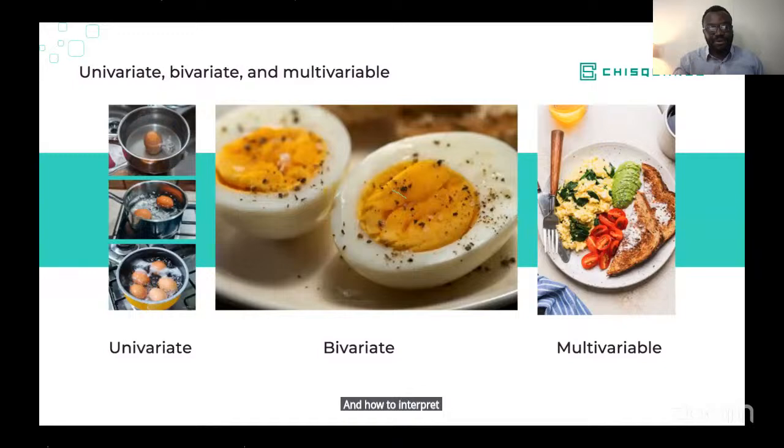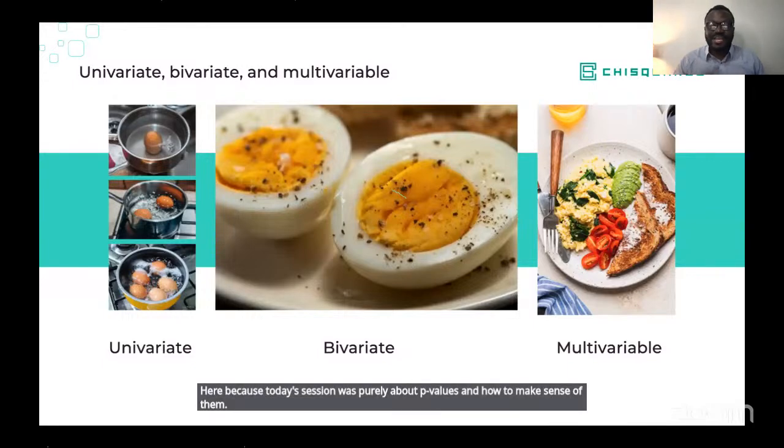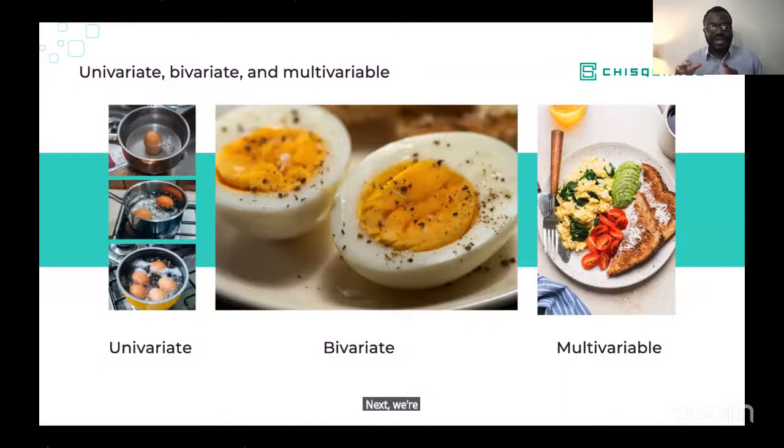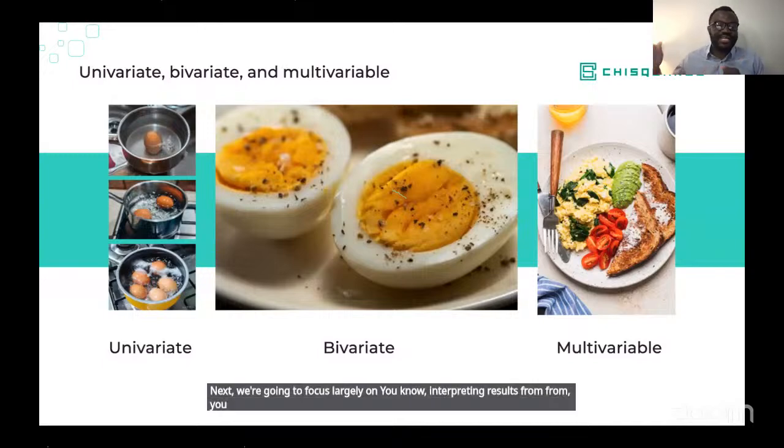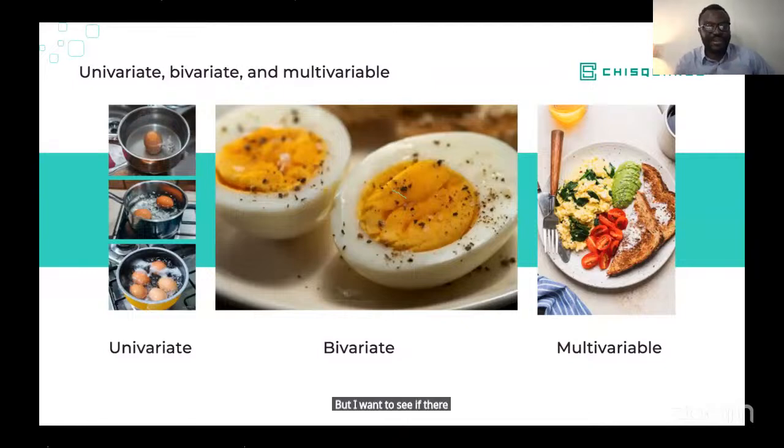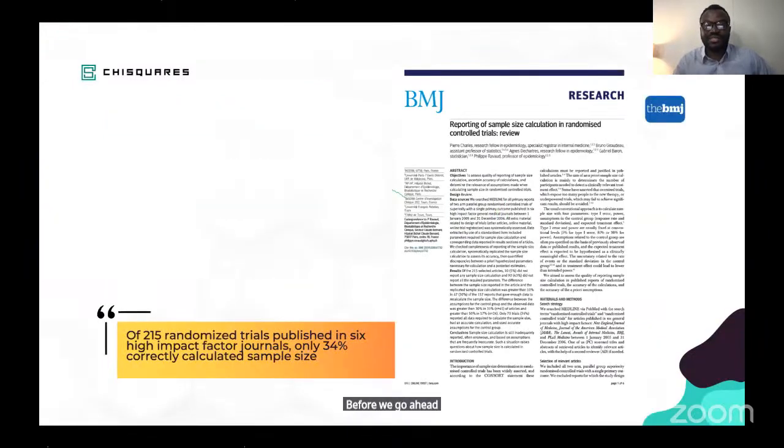So we're going to pause the material for today here, because today's session was purely about p-values and how to make sense of them. Next week, we're going to focus largely on interpreting results from regression analysis and other aspects of inferential data. But I want to see if there are any questions you have here so far before we go ahead and really focus on this part.